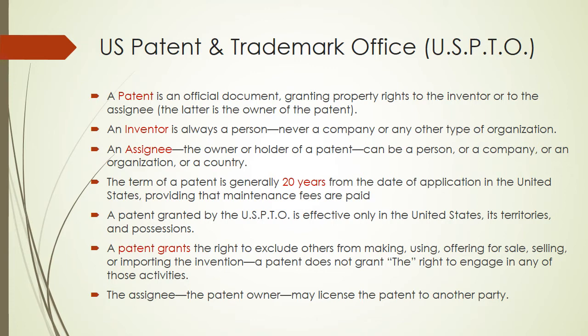A patent granted by the USPTO is effective only in the United States, its territories, and possessions. A patent grants the right to exclude others from making, using, offering for sale, selling, or importing the invention. A patent does not grant the right to engage in any of those activities. The assignee, the patent owner, may license the patent to another party.